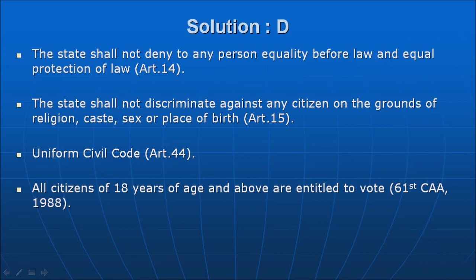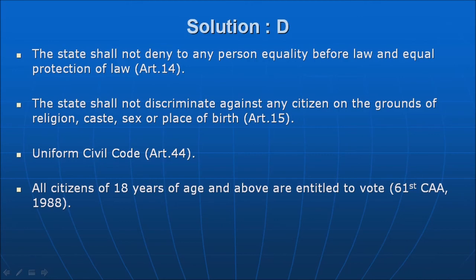And the concept of universal adult franchise is also added. From the adoption of the Constitution, the voting age was 21 years. Later, with the 61st Constitutional Amendment Act of 1988, all citizens of the age of 18 years and above are entitled to vote. So all these provisions ensure the concept of a secular state in India.